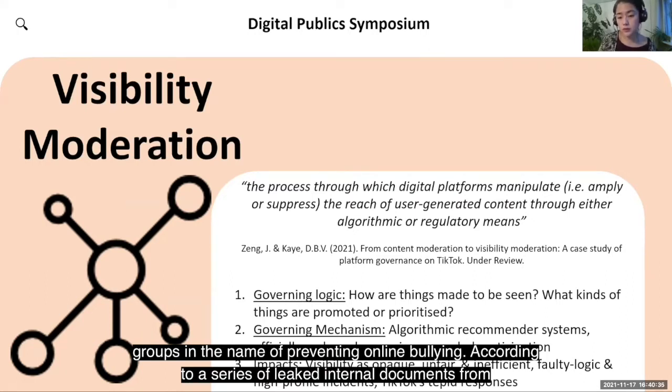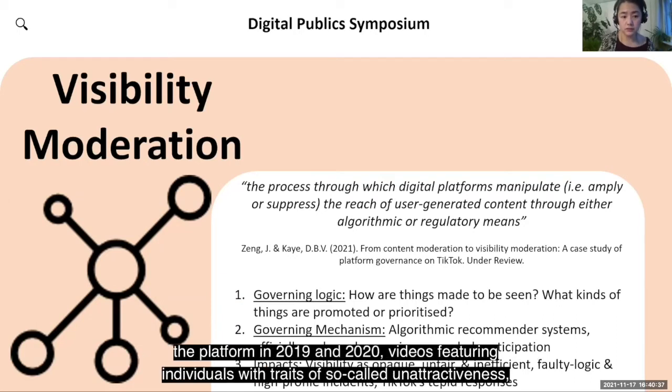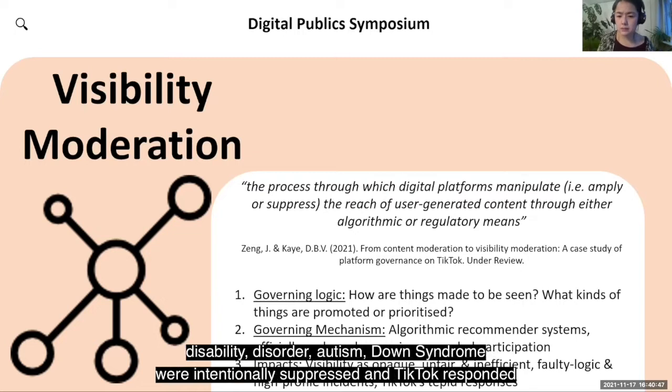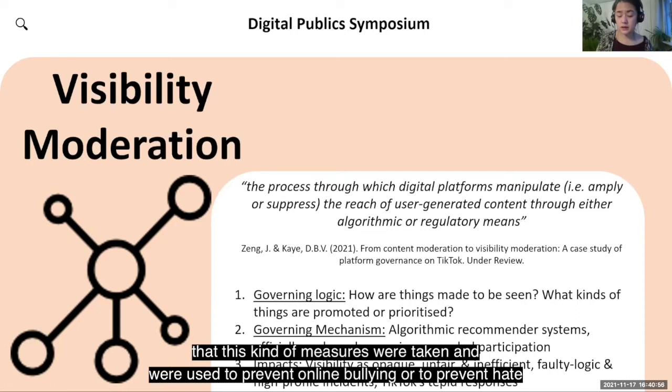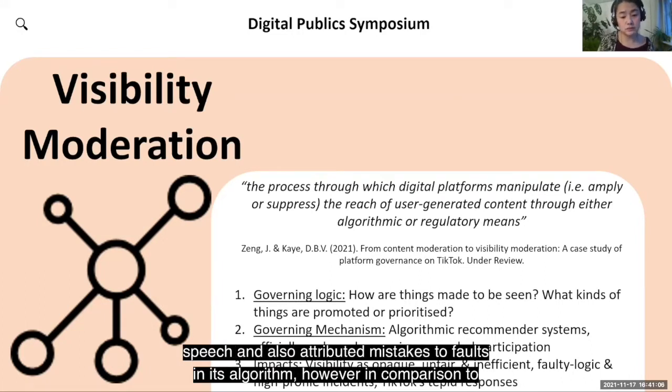According to a series of leaked internal documents from the platform in 2019 and 2020, videos featuring individuals with traits of so-called unattractiveness, disability, disorder, autism or Down syndrome were intentionally suppressed. And TikTok responded that these measures were taken to prevent online bullying or hate speech. They also attributed mistakes to faults in its algorithm.